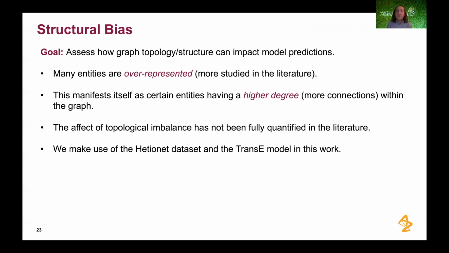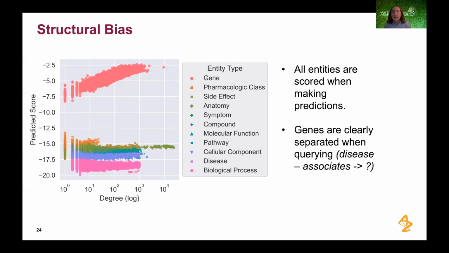So it's sort of known in the literature that there's this imbalance in many graphs. However, the effect this has on a model trained on top of these graphs has only really been hypothesized. And we set out to quantifiably measure it in this study. We make use of the Hetionet dataset, which is an open source biomedical knowledge graph, and the TransE model I introduced earlier. Throughout the results, we were asking the model to propose relevant entities given a partial triple.